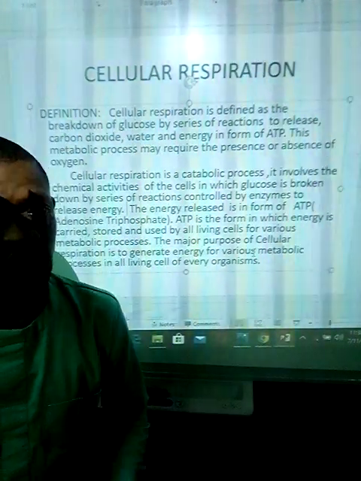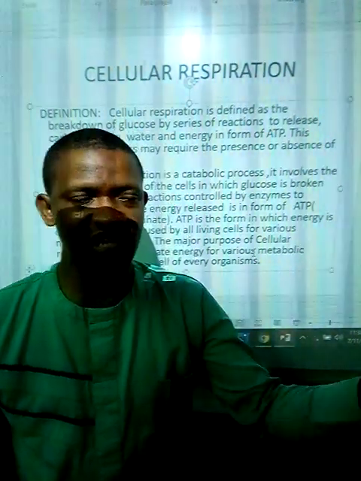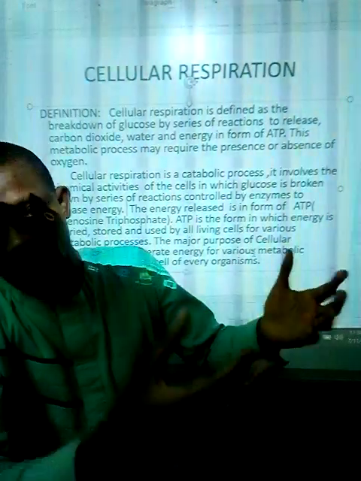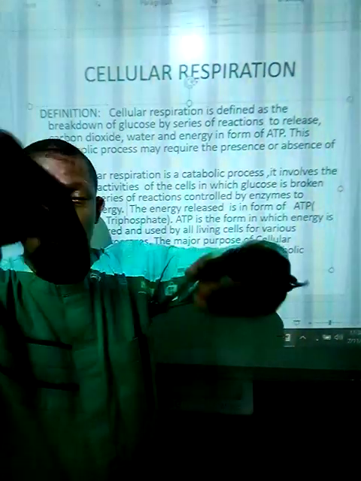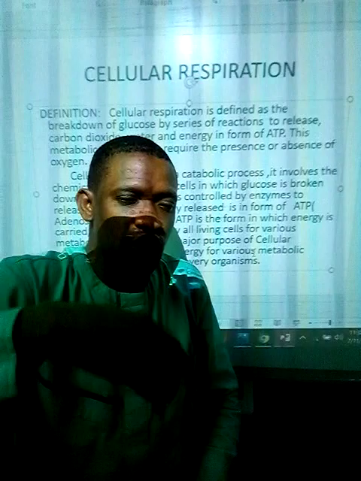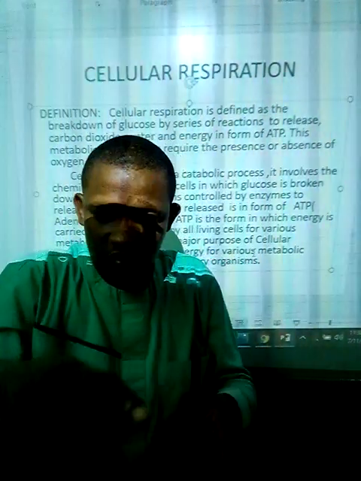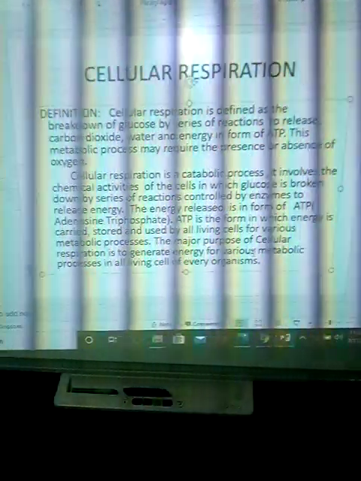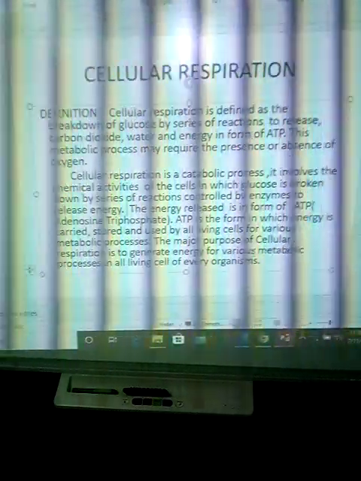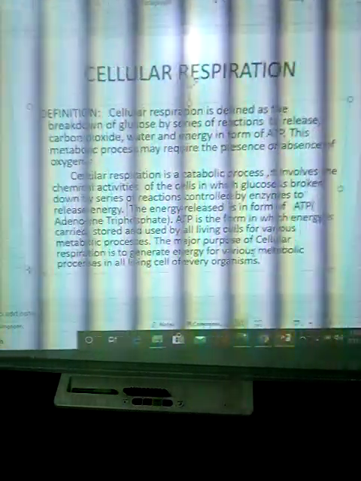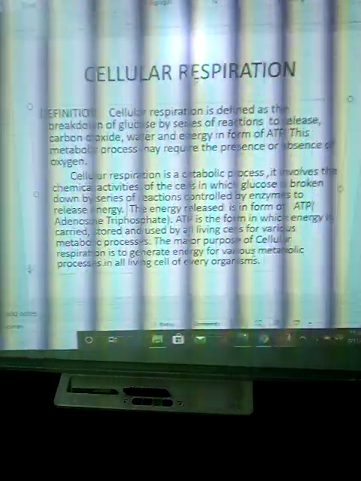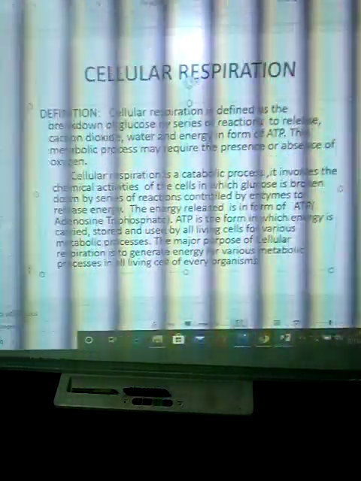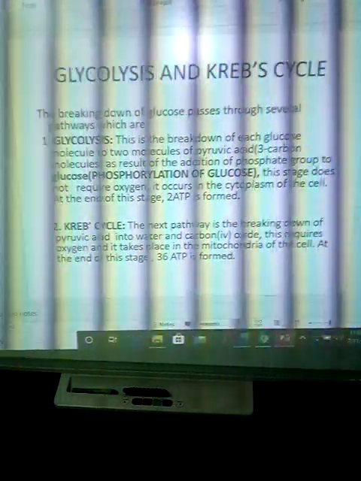Like in Nigeria, we spend naira; in Ghana, they spend cedis. So that's the currency. In the cell, the currency where energy is transferred is in the form of ATP, adenosine triphosphate. The major purpose of cellular respiration is to generate energy for various metabolic processes in all living cells of every organism. Now we move on to glycolysis and Krebs cycle.